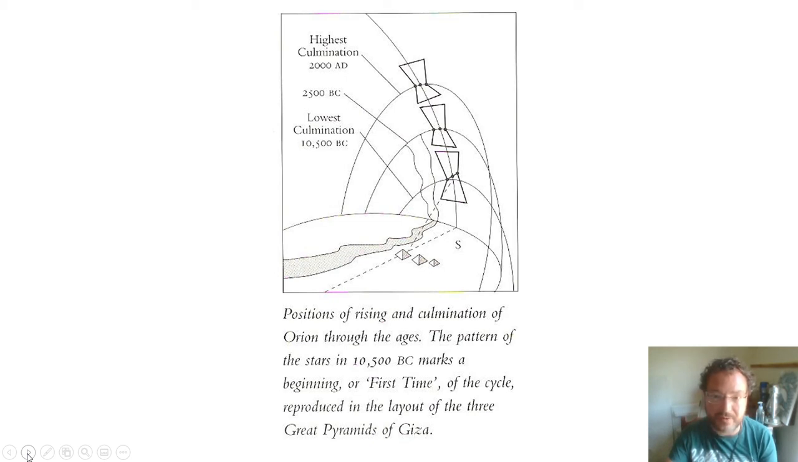So at the moment, Orion is very high in the sky. And when the pyramids were built in about 2,500 BC, Orion was at a midpoint in its cycle, and this is when the star shafts of the Great Pyramid point towards the belt stars of Orion. But Orion, at its lowest point, was not too far above the horizon. Now, in Britain, at about 10,500 BC, when it's at its lowest point, you couldn't see Orion in Britain. I've got some images of that coming up.